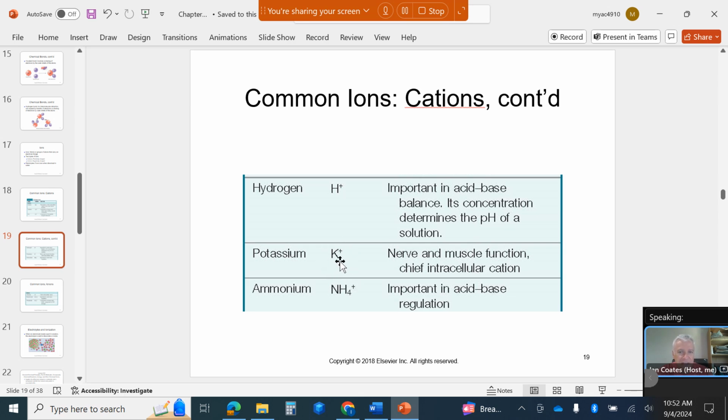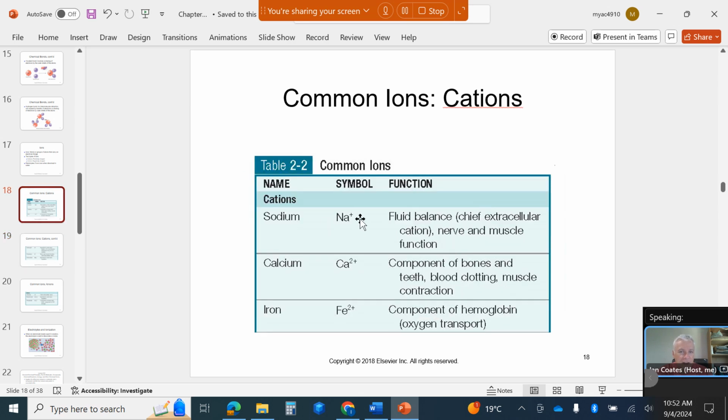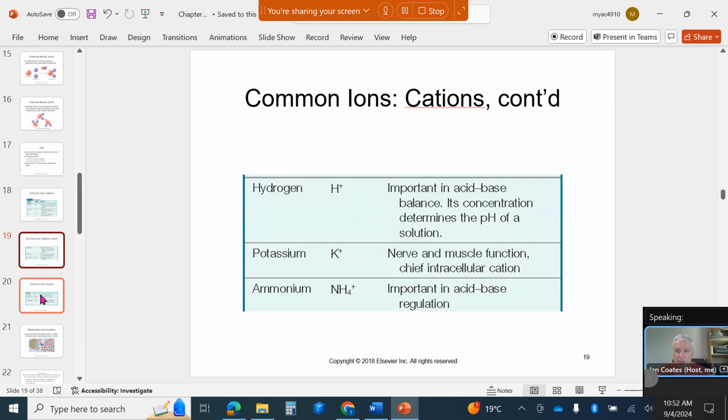And if you see any of these pluses here, cations, these guys have lost an electron. You see here calcium lost 2 electrons and became 2 plus. Iron as well lost 2 electrons. So these are cations that we use. There's ammonium, which we'll get into further when we get into renal and kidney.